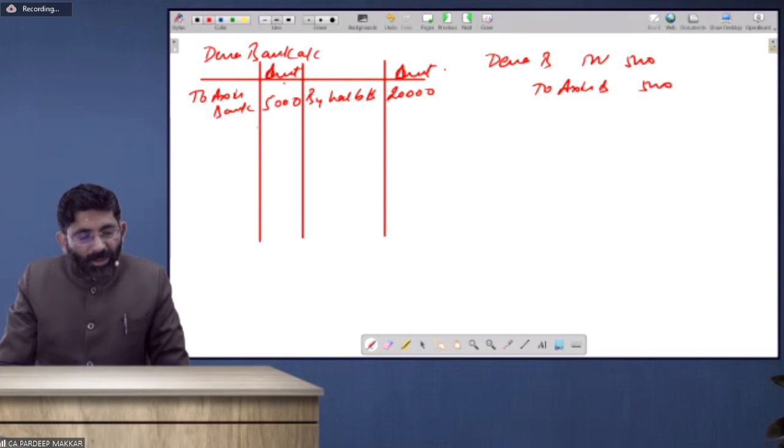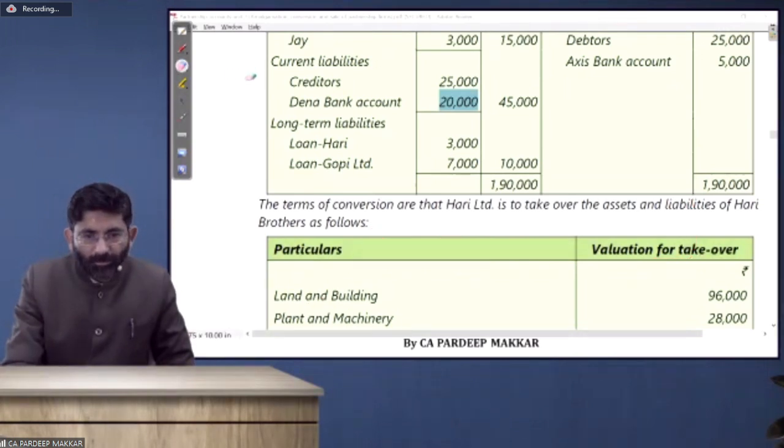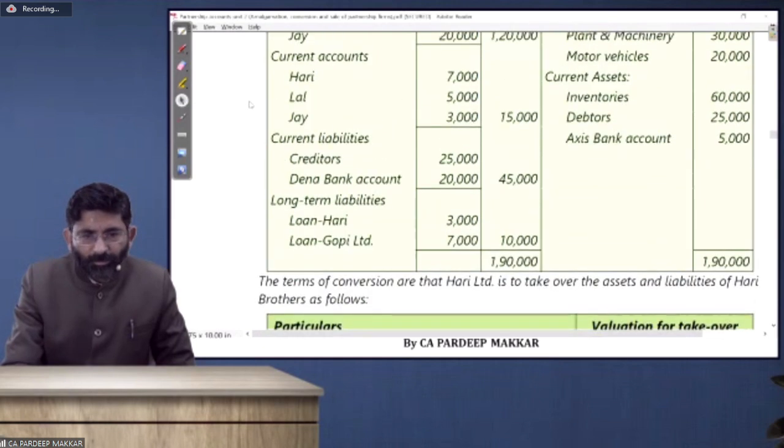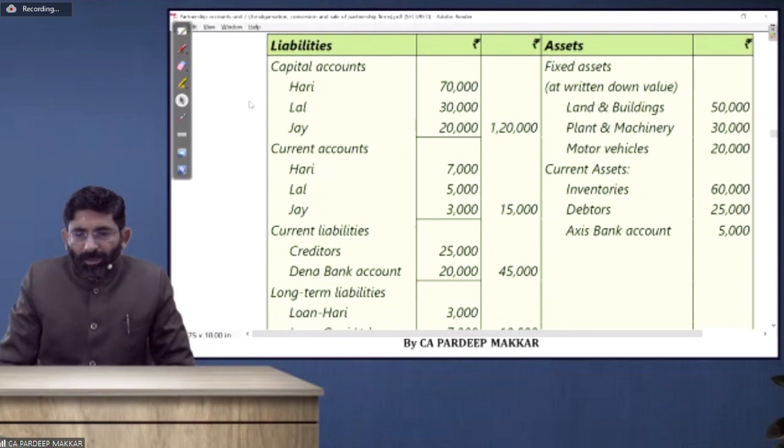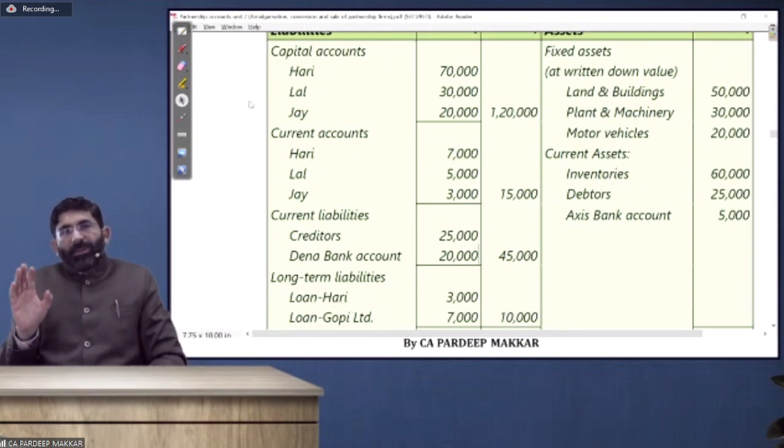Then he says there are, just see the question, which entry will be passed in this case. Let's see it. Yes, all liabilities are transferred, all assets are transferred except cash. Capital and current account are never transferred in this way. That is transferred after making all adjustments. Loan is also not transferred. Loans of Hari Limited and Gopal Limited are given to you.